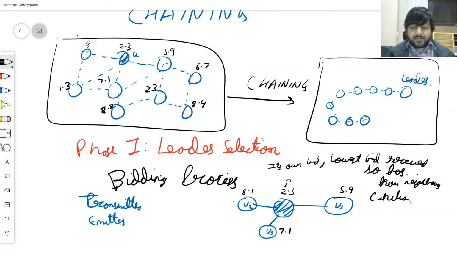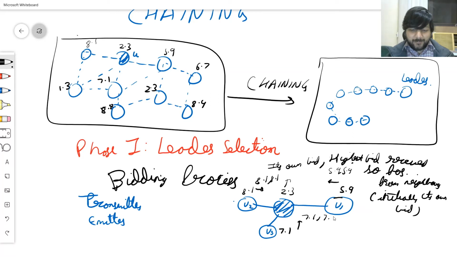Initially, this is its own bid. So at t equal to 0, this will transmit 5.9, 5.9. This will transmit, why lowest bid? It has to be the highest bid. This is the highest one, not the lowest one. 8.1, 8.1, and this will transmit 7.1, 7.1.